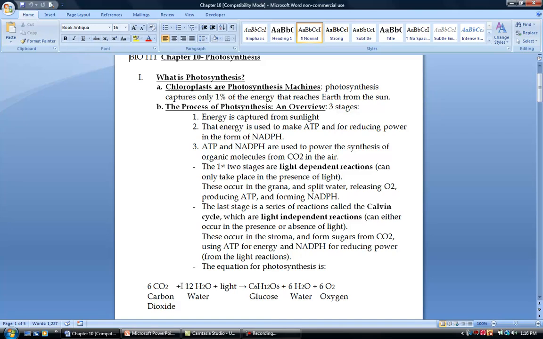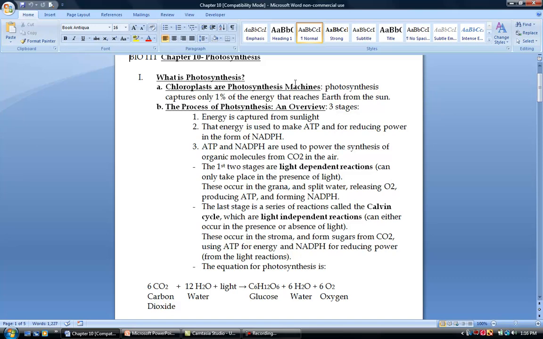your notes, taking in carbon dioxide, water, and light, which is going to be energy, to make glucose, water, and oxygen. So the products of photosynthesis are what we actually need in order to do cell respiration. So they're very interrelated like that. Okay, so let's go through the notes and what we're talking about here.